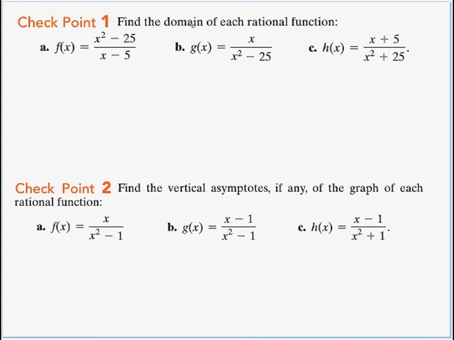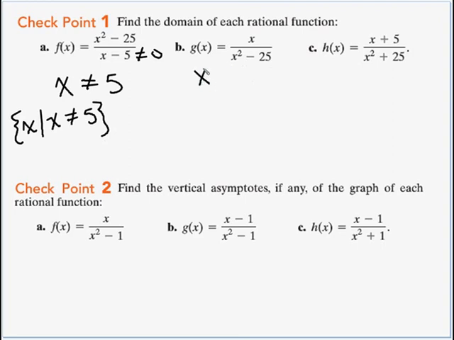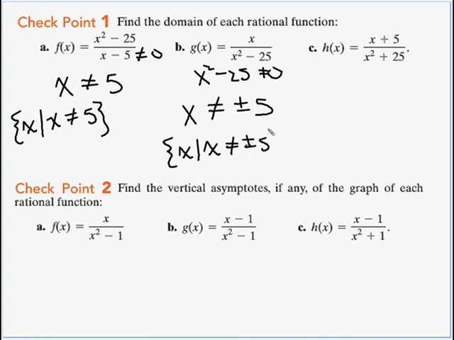Okay, checkpoint 1, find the domain of each rational function. Well, in the first one here, x cannot equal 5. If I set the denominator not equal to 0, add 5 to each side. That's my value that is excluded, or the set of all x such that x does not equal 5. In this one, I can just set x squared minus 25 not equal to 0, or factor it into x plus 5, x minus 5. And I will get x cannot equal positive or negative 5. Those are the two values that would 0 my denominator.